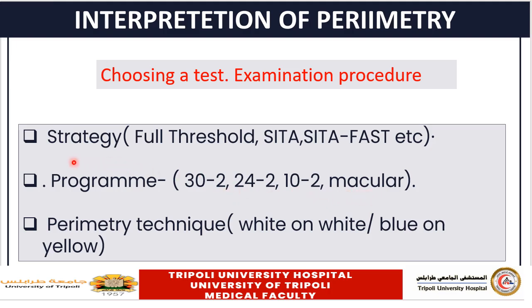The third point is what type of perimetry am I going to use? Is it white-on-white perimetry, that is the standard, also named achromatic perimetry, or SWAP, that is blue-on-yellow perimetry? This is very important to be determined before you send your patient to the perimetry room or to the perimetrist to do the perimetry. You should identify for him the strategy you need, the test you need, and the type of perimetry that you want to do.